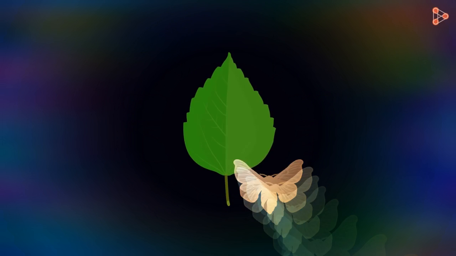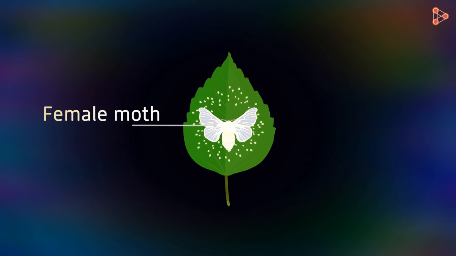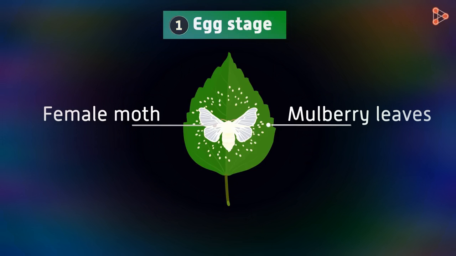To begin with, the first stage is where the eggs are laid by the female moth on leaves. Which plant leaves are preferred by the moths? It is the leaves of plants like mulberry which are preferred. So the egg stage is the first stage.